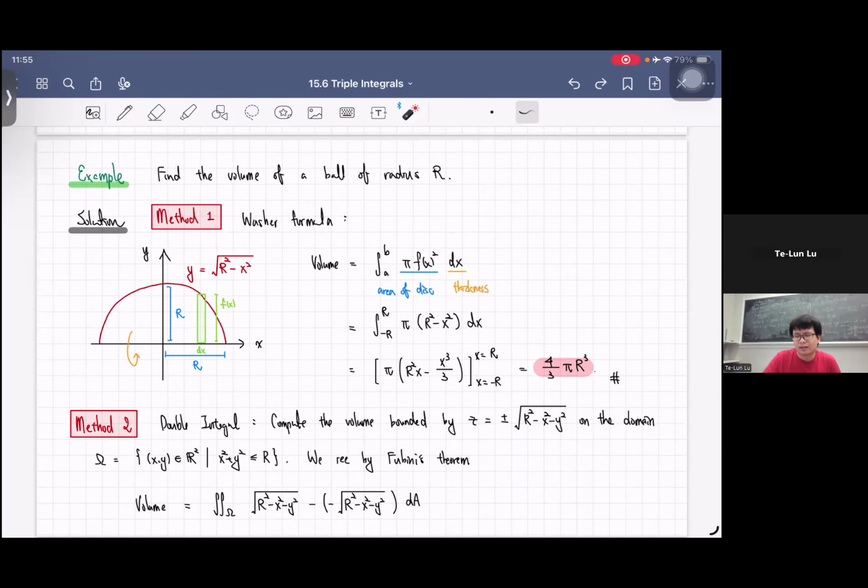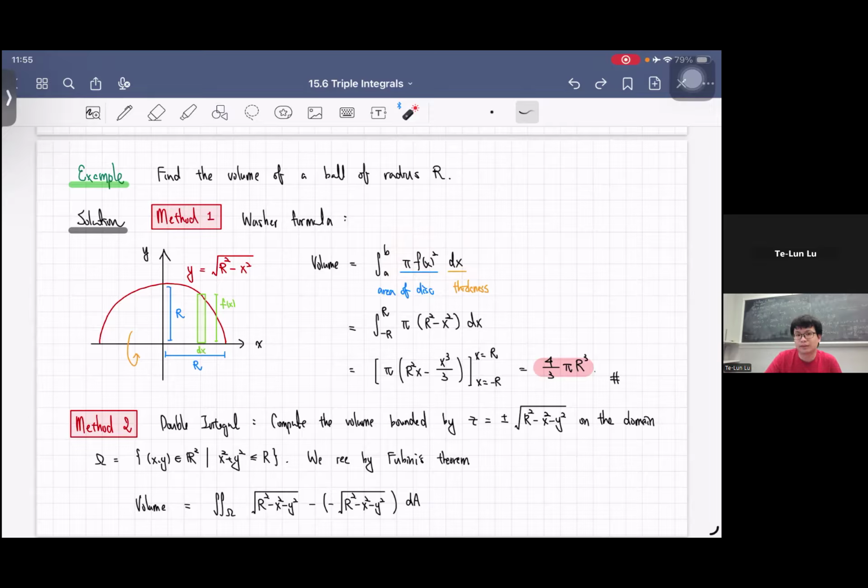In the previous section, I think section 8 or chapter 8 or something, we have a so-called washer formula. When you're rotating a curve around the axis, you can compute the corresponding volume obtained by that solid. So in that case, it is actually really nice. The formula is simply pi f of x squared dx.